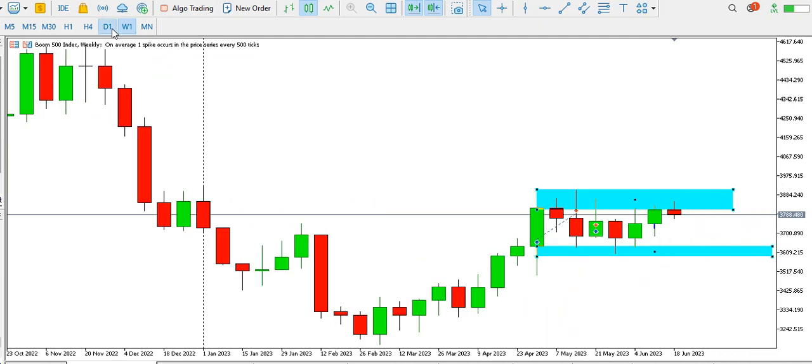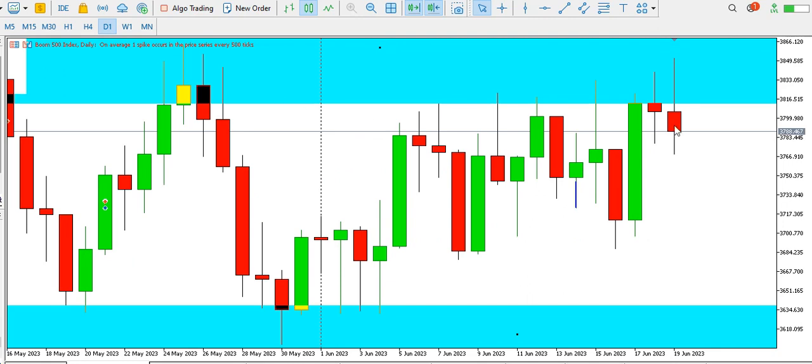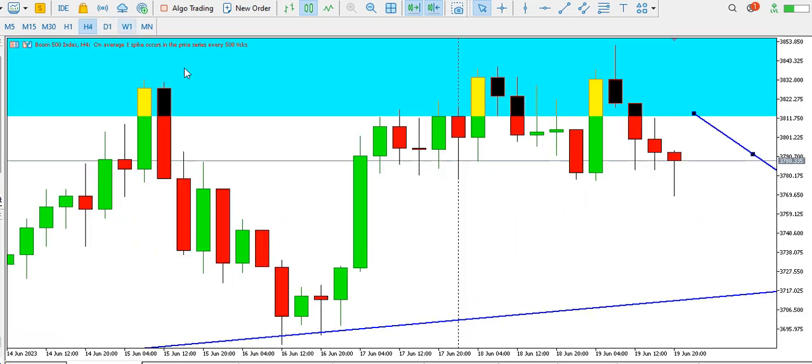But if you are going to take a look at the daily time frame, you can see that the range is more obvious on the daily time frame, but it's more like ranging upwards. So expect the bulls to take it down a bit before pushing it up. So on the 4-hour time frame, you can see that price is ranging, but ranging upward.